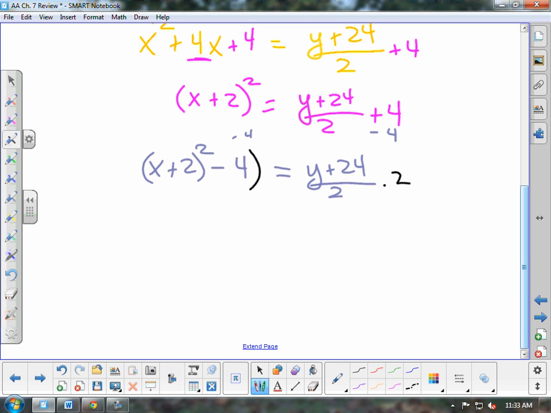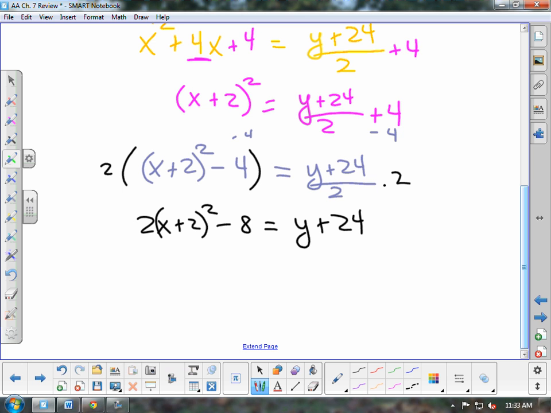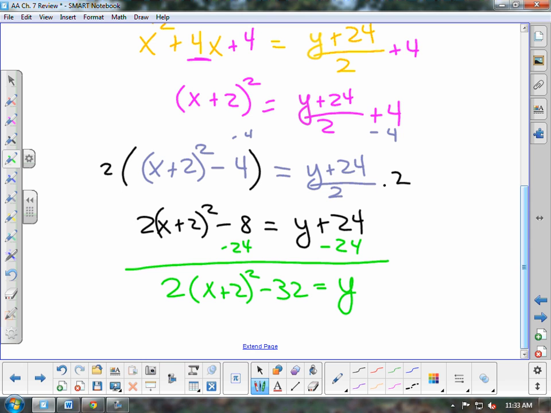Multiply this side by 2 and this side by 2 to get 2 times x plus 2 squared minus 8 equals y plus 24. And finally subtract 24 to get 2 times x plus 2 squared minus 32 equals y. And that would be vertex form.